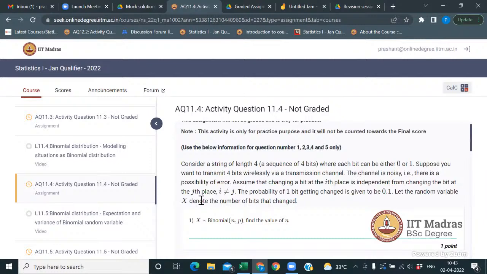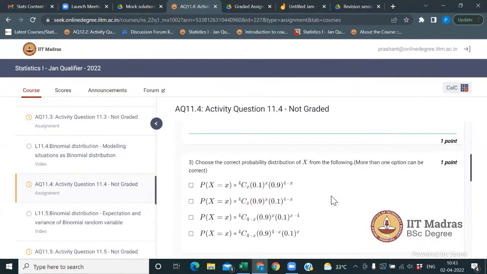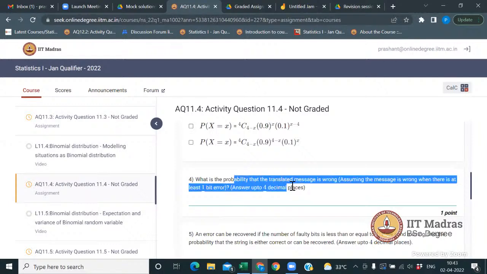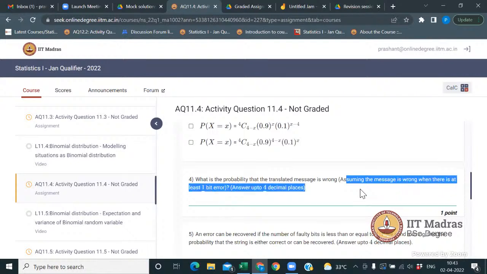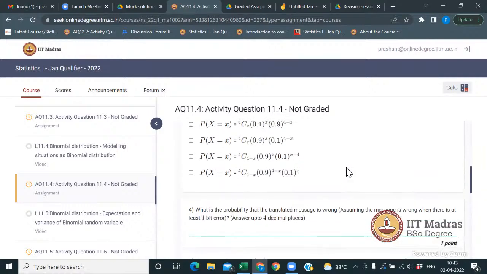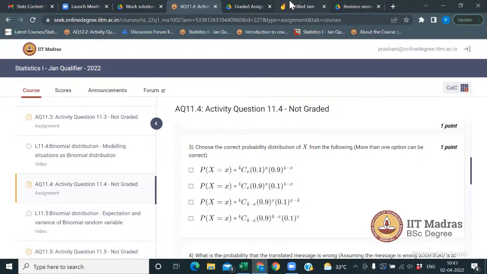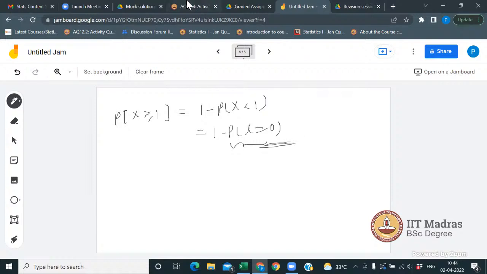So X is the number of bits that change. In this question, it has asked what is the probability that the translated message is wrong. The message is wrong when there is at least one bit error, which means you have to calculate probability X greater than or equal to 1. That means 1 minus probability X equal to 0. Just apply the PMF. Can I write it as 1 minus probability X is less than 1? Yes, then 1 minus probability X equal to 0. Just apply the PMF for this. Okay, sir. Got it.